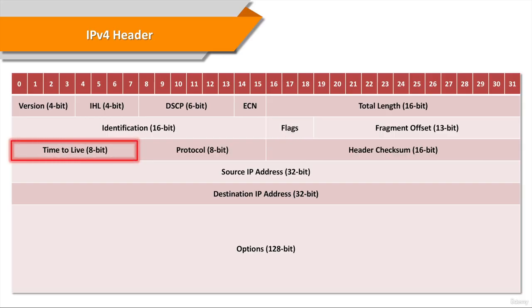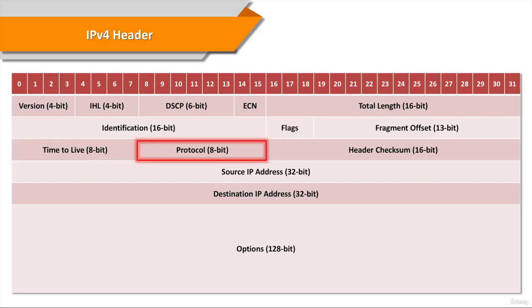TTL, or time to live, is to limit the lifetime of a packet. It's a hop count, basically. When the packet arrives at a router, the router decrements the TTL field by 1. The protocol field is the protocol used in the data portion of the IP packet. So that's going to be TCP, UDP, ICMP.